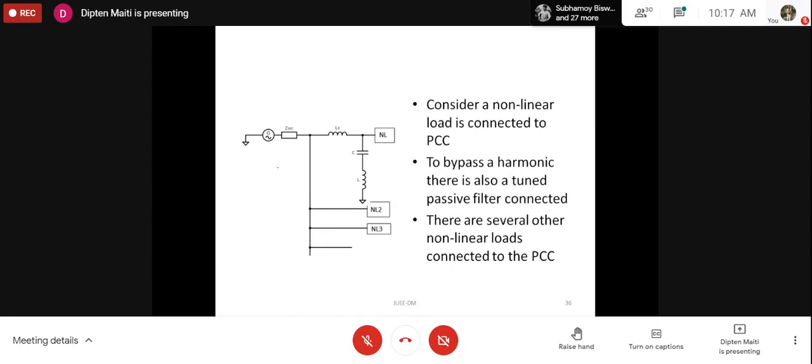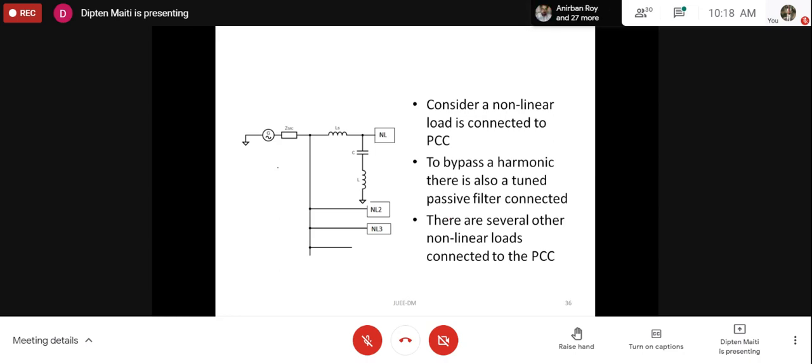Look at the picture here. At the PCC we have several nonlinear nodes connected. Let's say nonlinear node NL is yours, connected to the PCC at your household. At the same point, we have nonlinear nodes connected from other households or industries. There may be several such nonlinear nodes. At your premises, if your nonlinear load is generating some harmonics, to remove or bypass the harmonics you have connected an LC filter, shown in parallel to the NL, your nonlinear load.